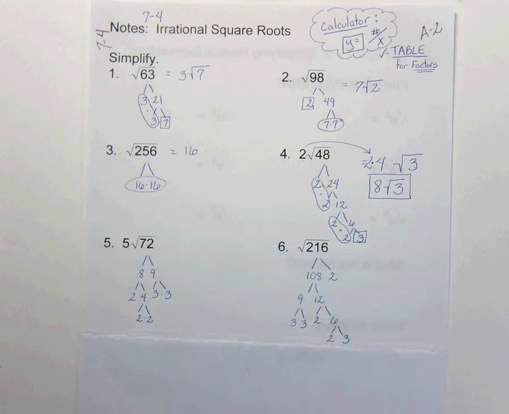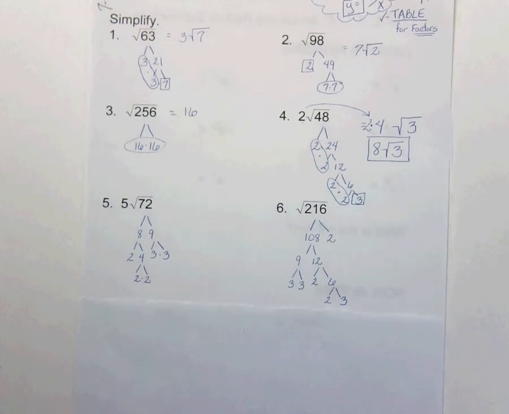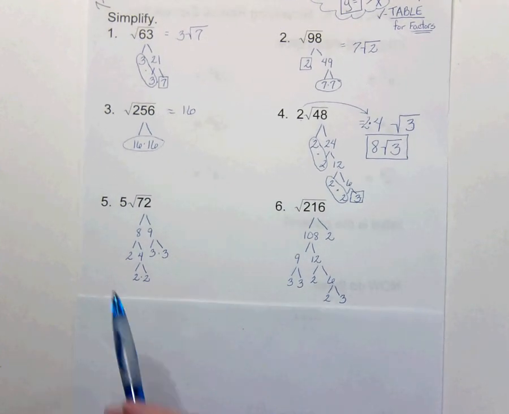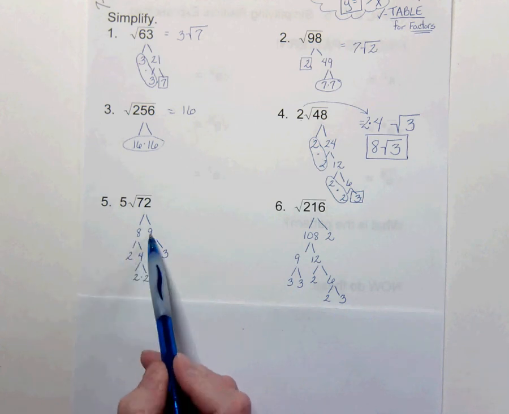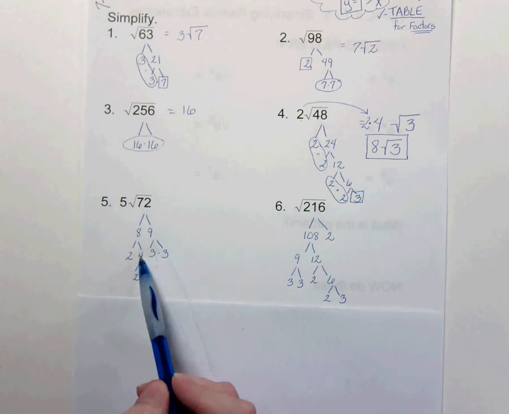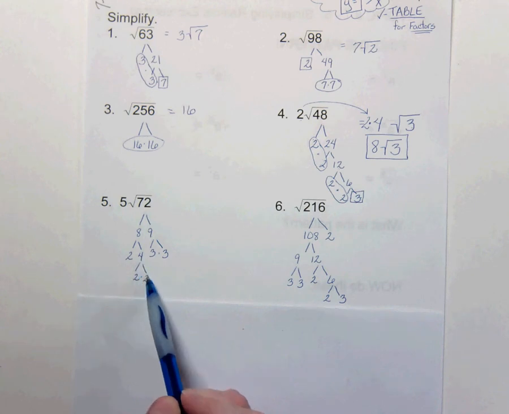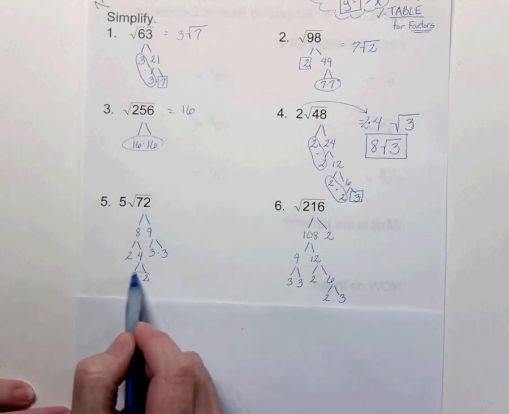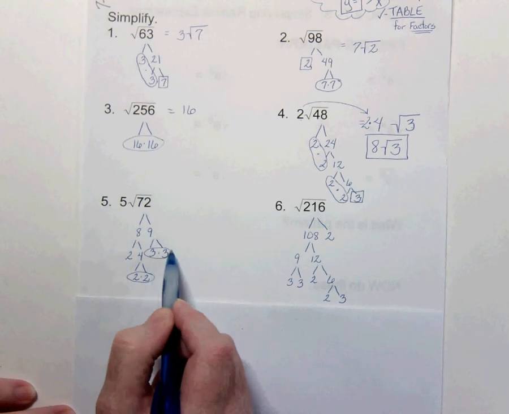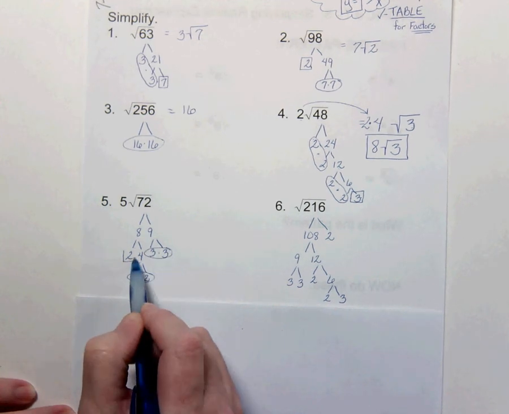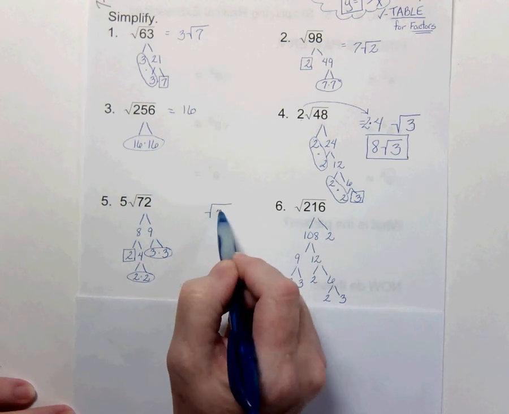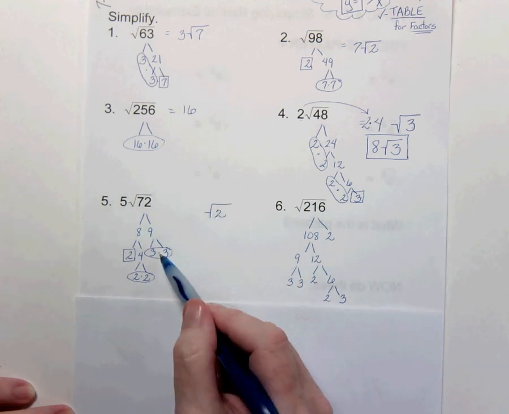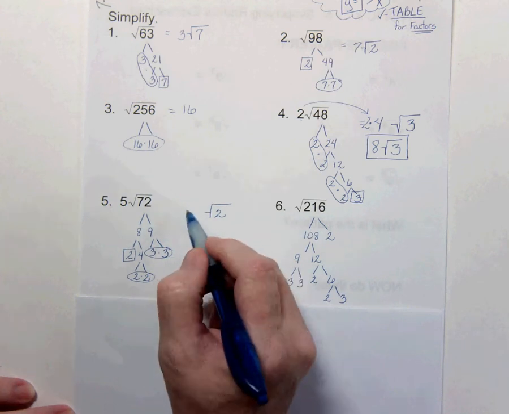Okay, I did the factor tree for 5 and 6. Slide this up just a tad. 72 is 8 and 9. 8 factors to 2 and 4. 9 factors to 3 and 3. And 4 factors to 2 and 2. Circle your pairs. There's a pair of 2's and a pair of 3's. Don't forget this 2 here. He has to stay under the radical sign. But these actually factor outside.